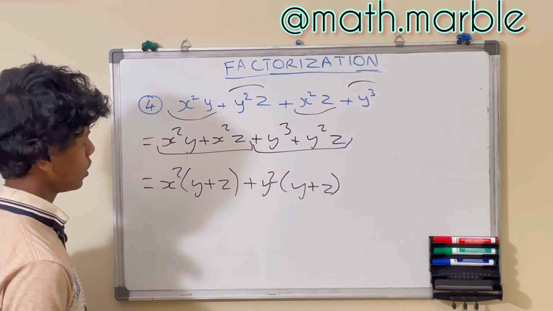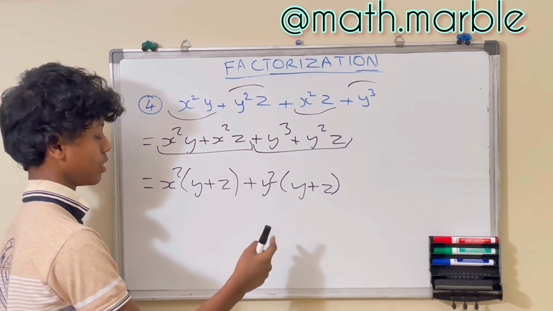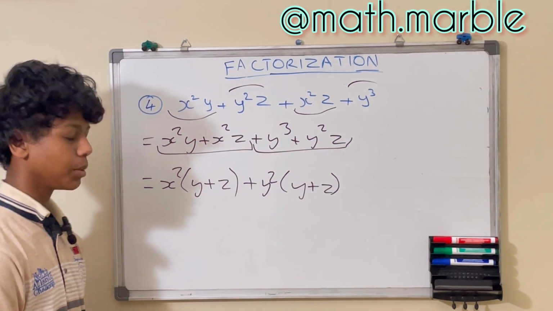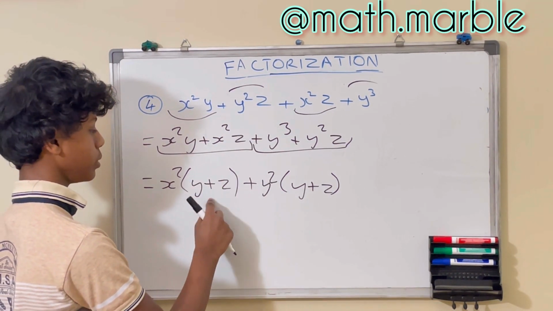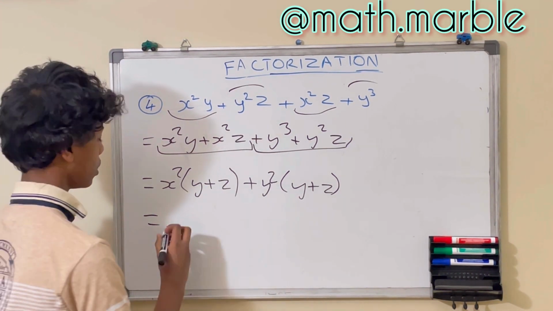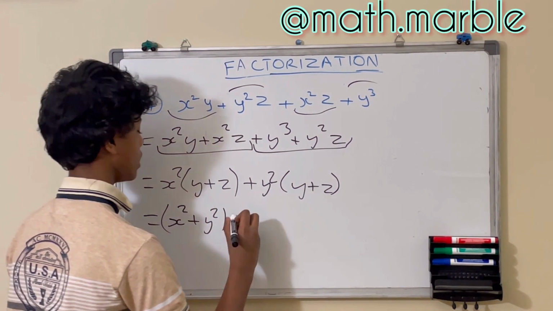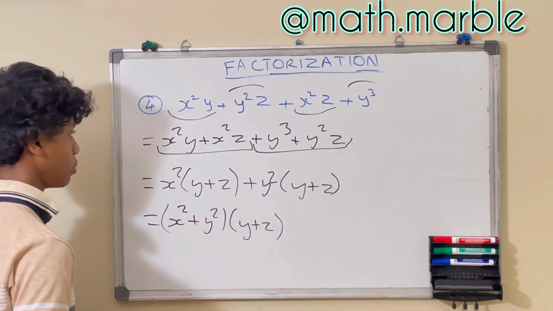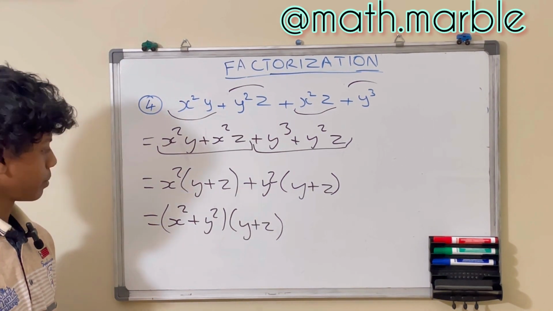Now we have two common terms, y plus z, in our two terms. So now we're doing the same thing we did in our previous questions. So these two numbers are getting multiplied into y plus z. So what we can do is we can just add that into one whole term. x squared plus y squared is one term, and the second term is y plus z. And now we found our group factorization answer to our question.